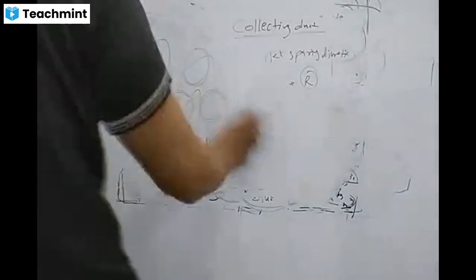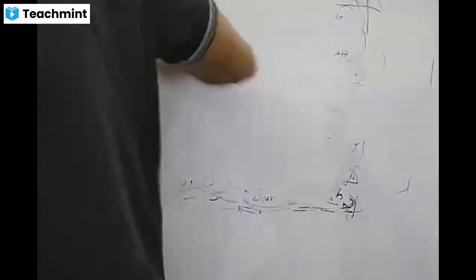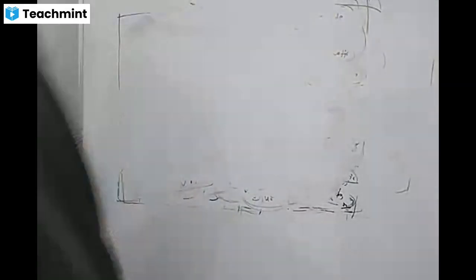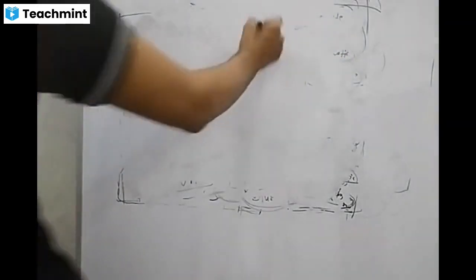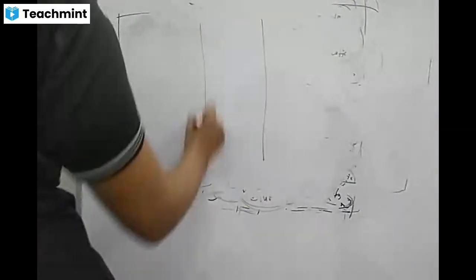The mechanism of this spironolactone is, this is the cell of the collecting duct.